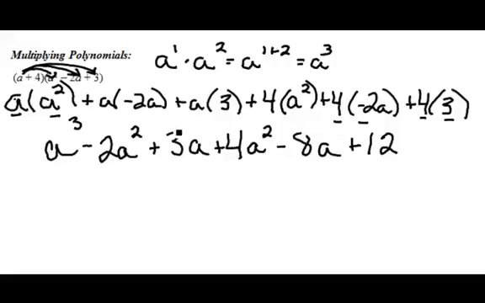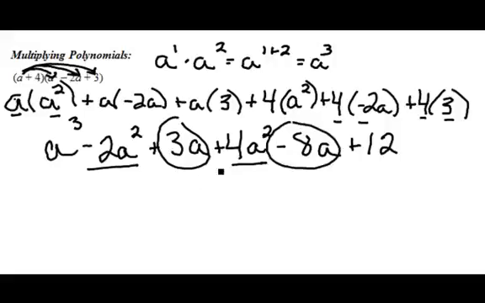Now looking at what I have here, I see that I have some like terms. Remember, like terms have the same variables raised to the same power. So I have a negative 2a squared and 4a squared, which are like terms. My 3a and my negative 8a are also like terms. So I'm going to make sure I combine my like terms when I write this polynomial in standard form.